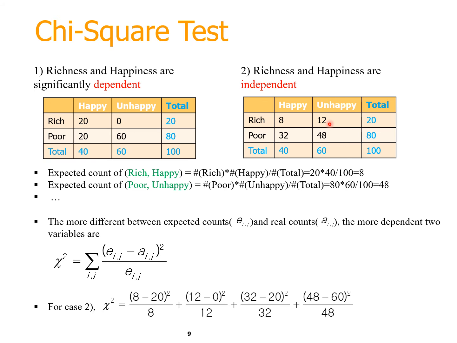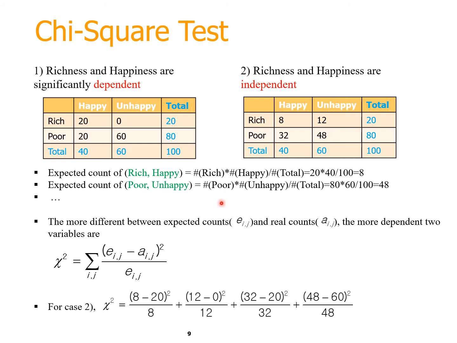Right? So the same thing here, we have 40 happy people, and again, assuming these two are completely independent, then out of 40 happy people, 20% of them should be rich and 80% of them should be poor, okay? So that's the estimated count, assuming these two variables are independent. So these numbers here are the estimated count of each value here, okay?